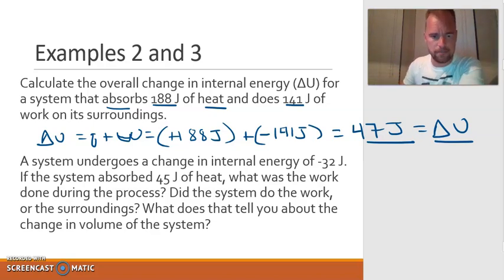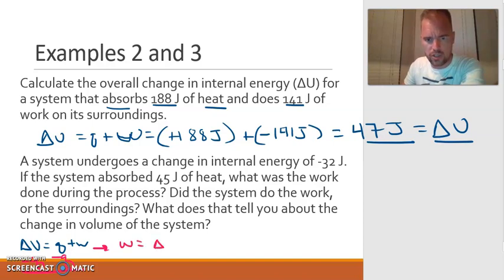So this time, delta U equals Q plus W. But this time, we actually are not solving for a change in internal energy because we know that. What are we solving for? We're solving for the work, right? So I'm going to rewrite this equation so that we have work is equal to change in internal energy minus Q. Okay, so I just rewrote the equation so that way we're solving for W.